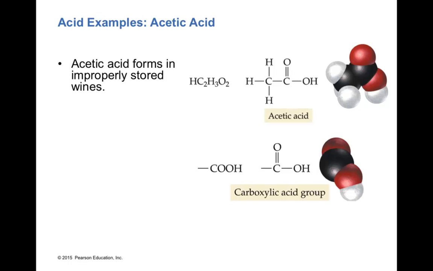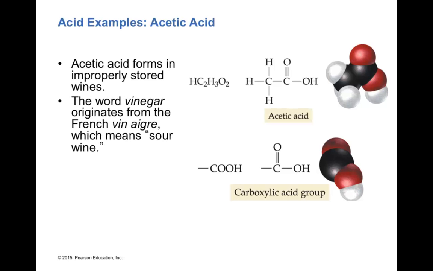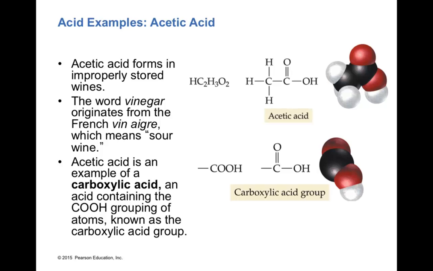Acetic acid forms in improperly stored wines. The word vinegar originates from the French vin aigre, which means sour wine. Acetic acid is an example of a carboxylic acid, an acid that contains the COOH grouping of atoms. So here we can see the COOH, known as the carboxylic acid group.